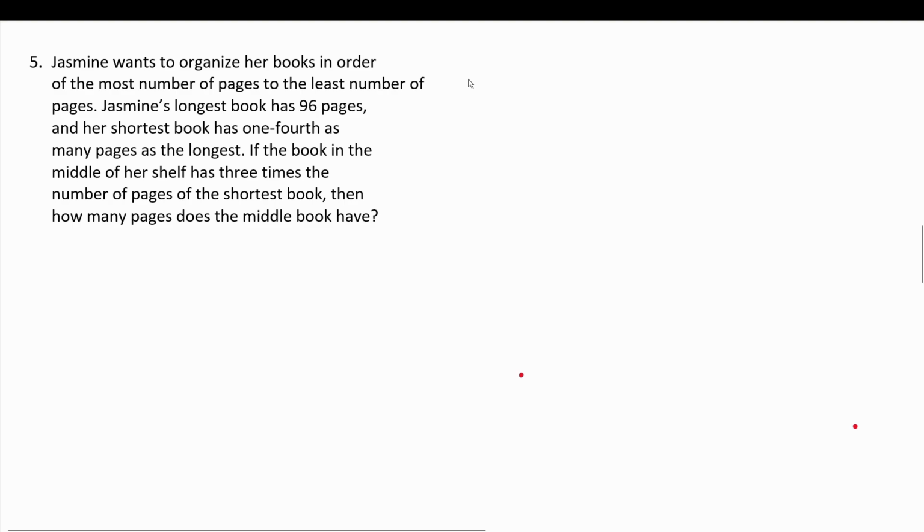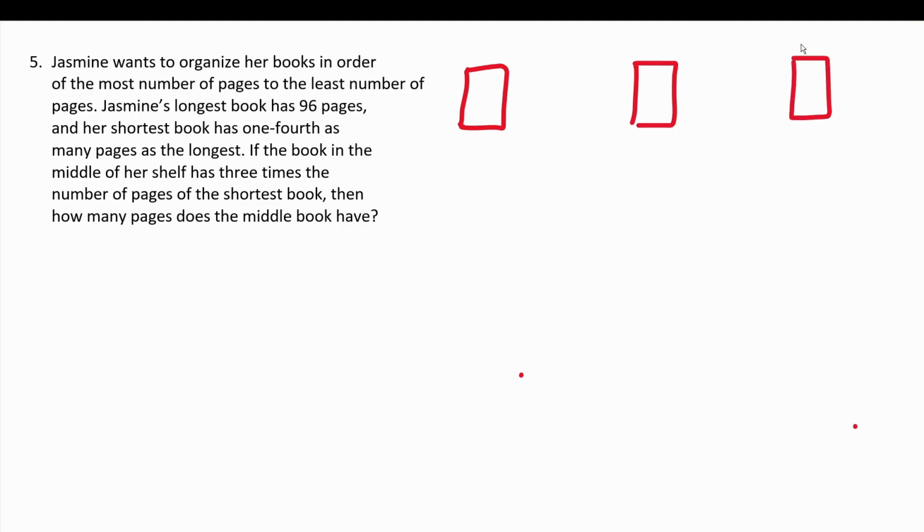Okay, so we're trying to figure out two values here. We have the shortest book here, the middle book here, and the longest book here. And we're told that the longest book has 96 pages. To solve this one, we're going to have to figure out how many pages first are in the shortest book, and then we're going to figure out how many pages are in this book that's in the middle of the shelf. And according to the problem, we know the shortest book has 1/4 the number of pages as the longest book. So that's going to be 96 times 1/4.